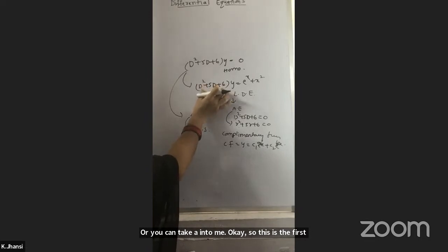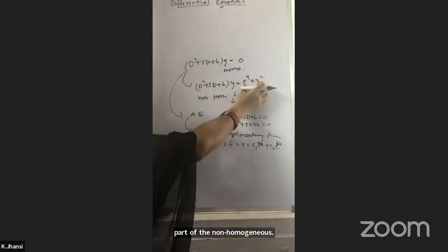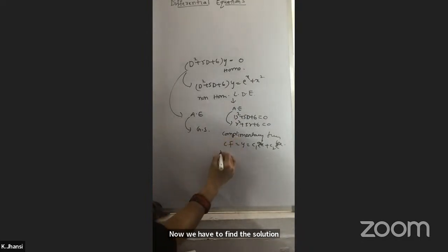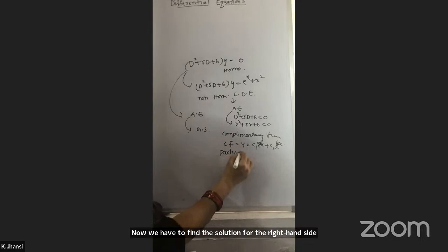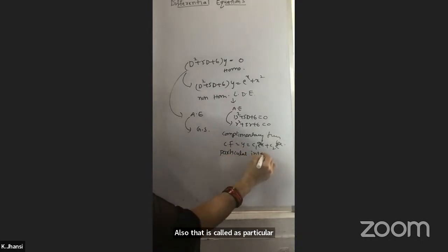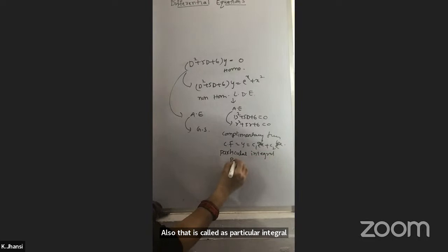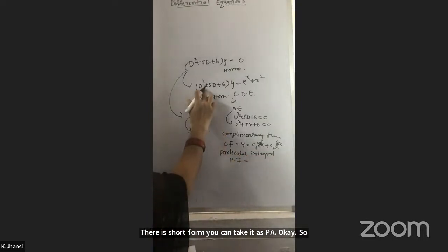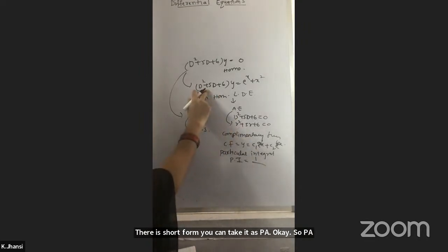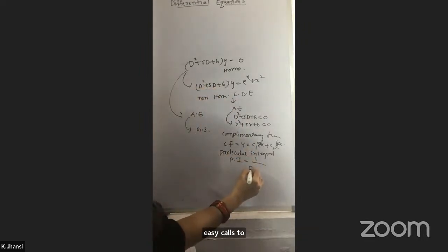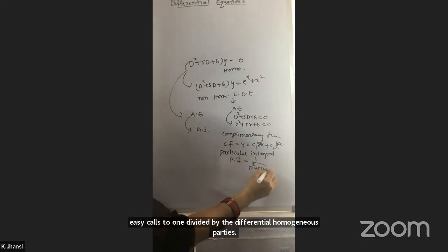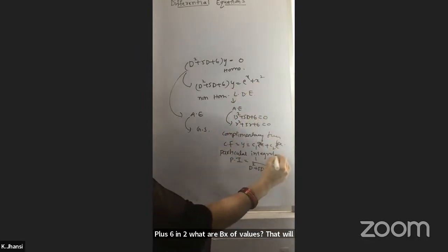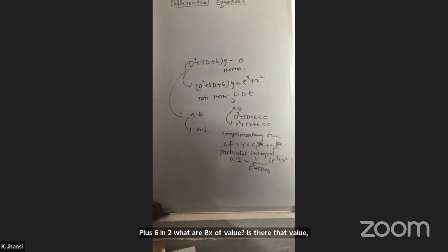So only for the LHS we have found the solution. Now we have to find the solution for the right hand side value also. That is called the particular integral. In short form, you can take it as PI. So PI is equal to 1 divided by the differential operator, the homogeneous part, that is d square plus 5d plus 6, into whatever the right side value is, that is e to the power of x plus x square.